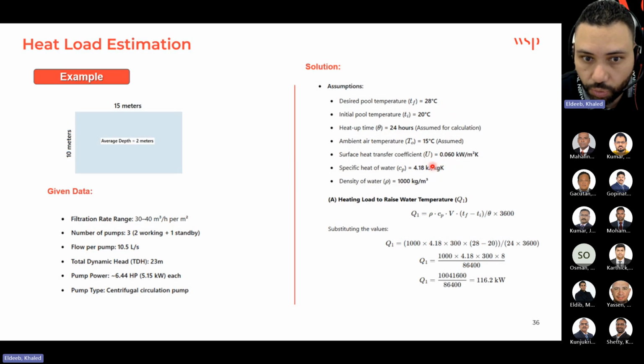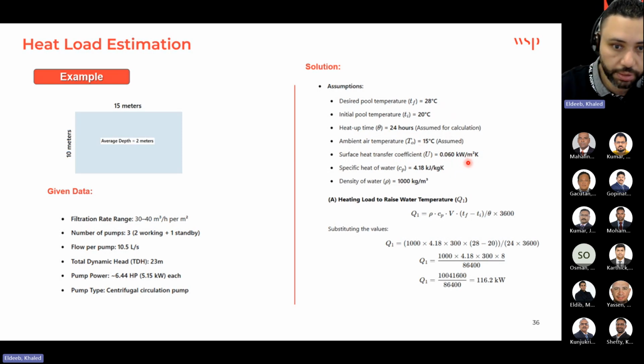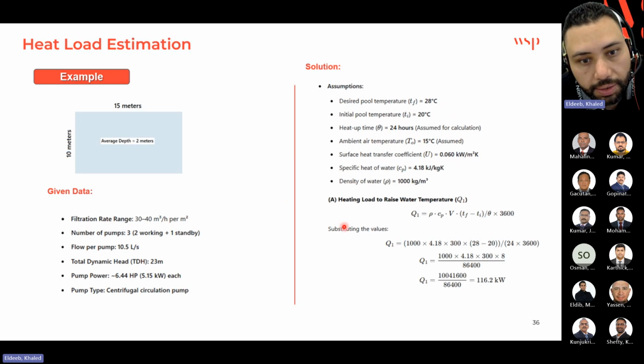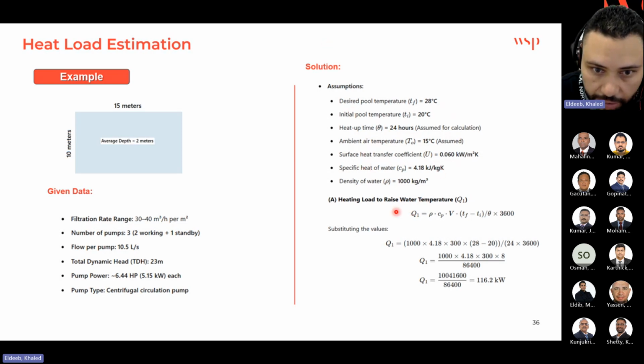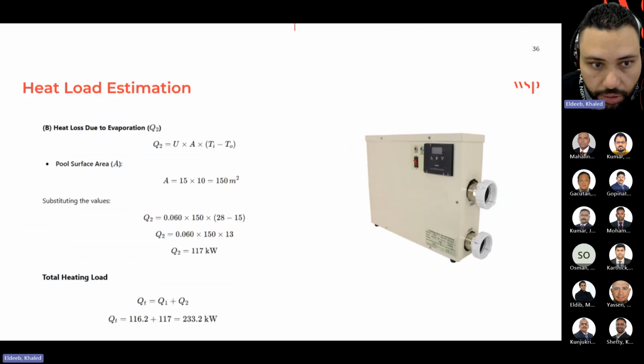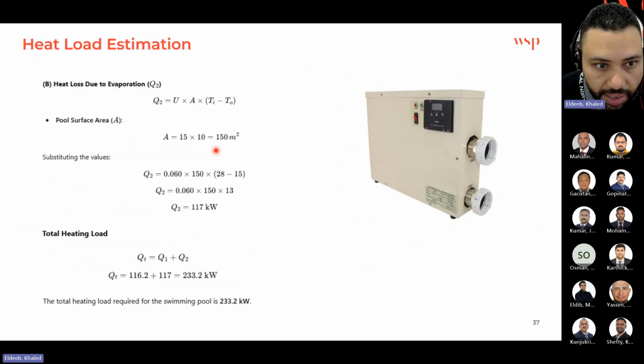This we normally use with medium air velocity to calculate the heat transfer due to evaporation, and the specific heat 4.2 we know, and the density 1000 kilogram per cubic meter. So by all this given data, we can calculate Q1, it gives me this, and we can calculate Q2, it gives me this. So the total, where is the total? This is the total heat required.